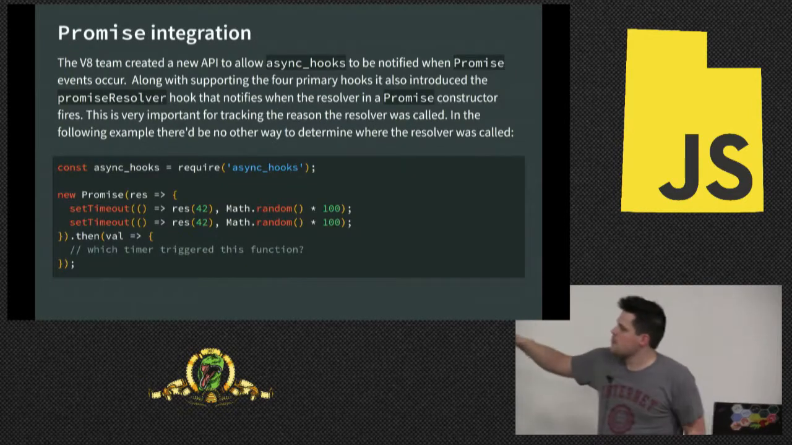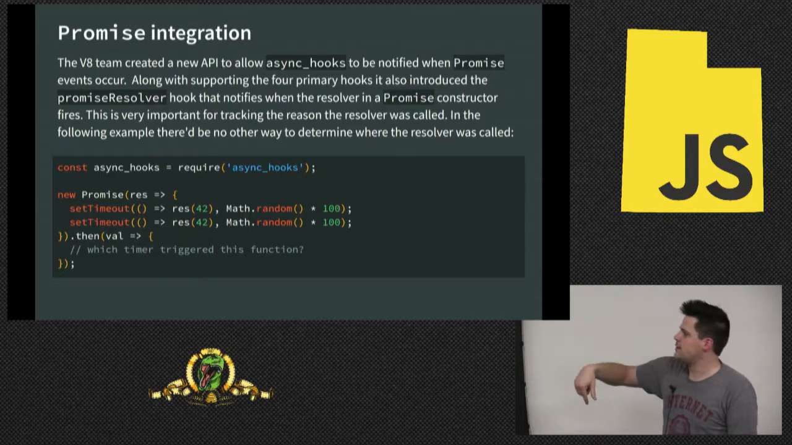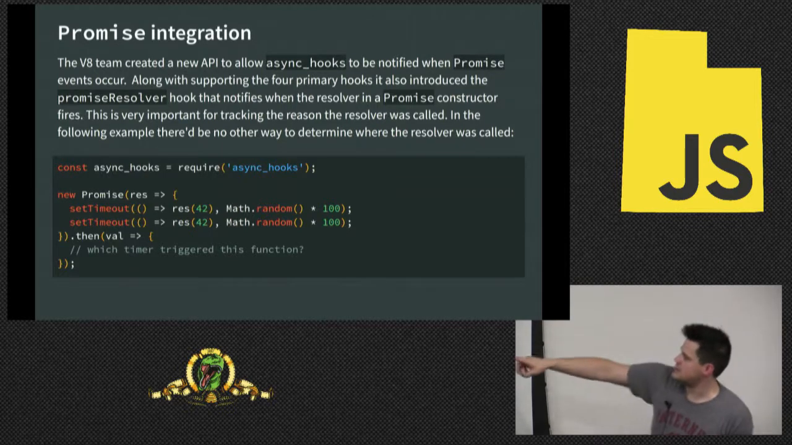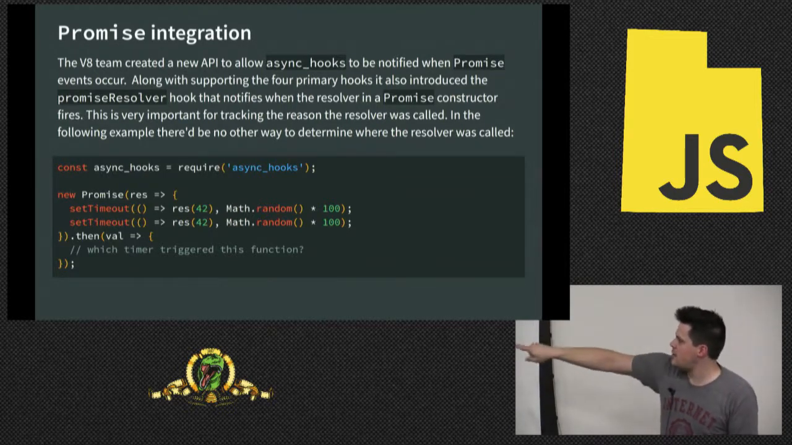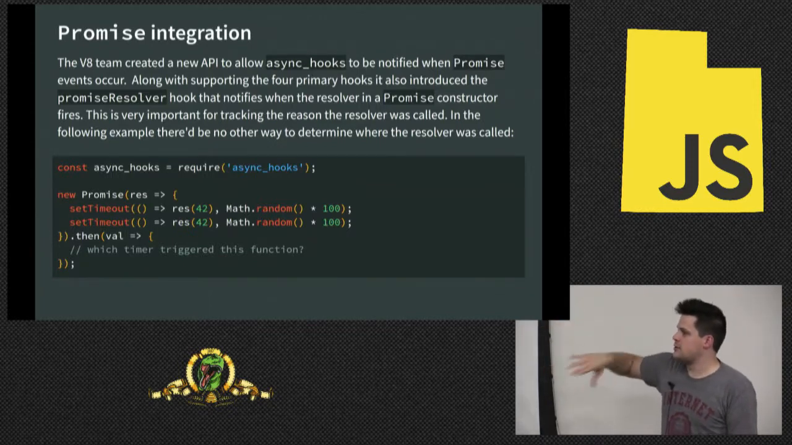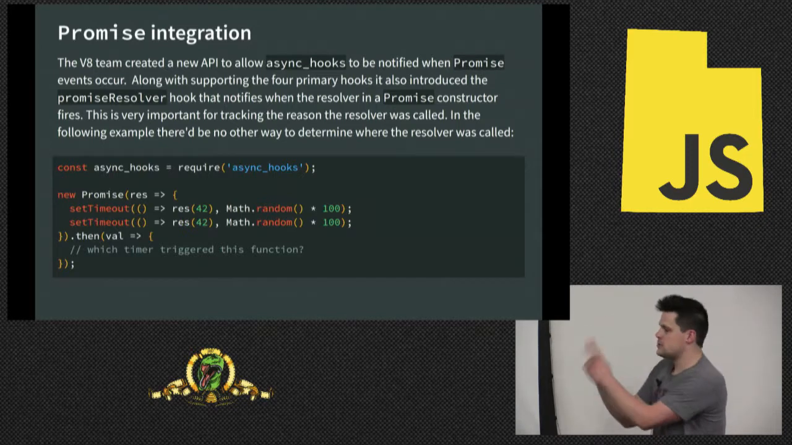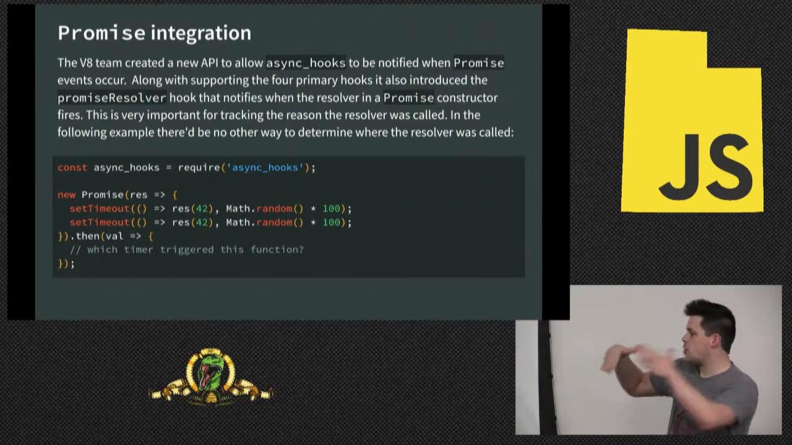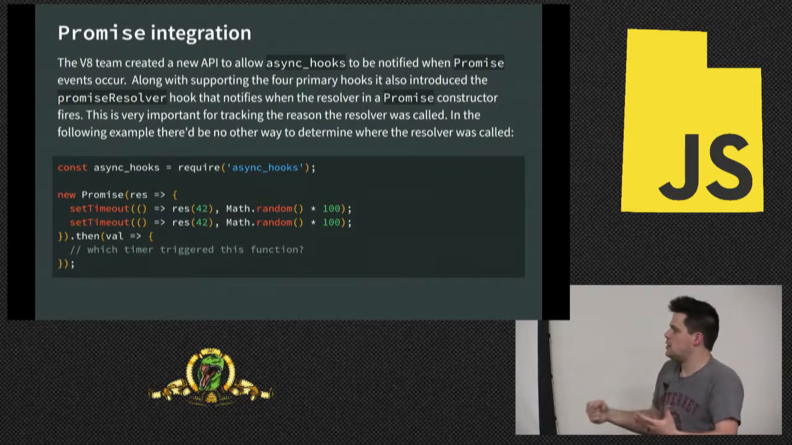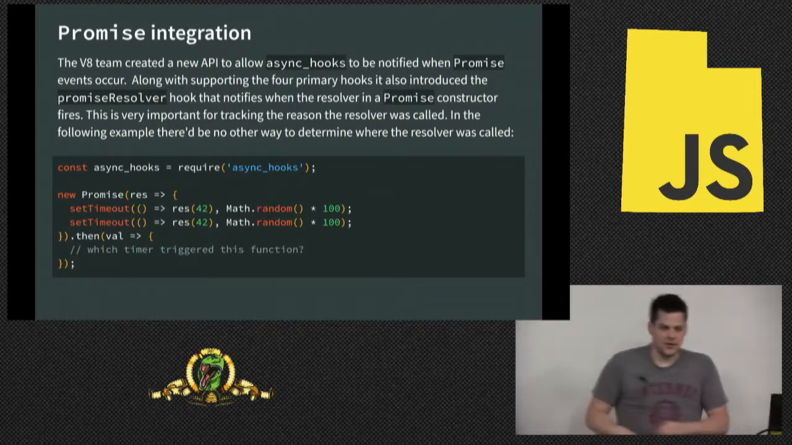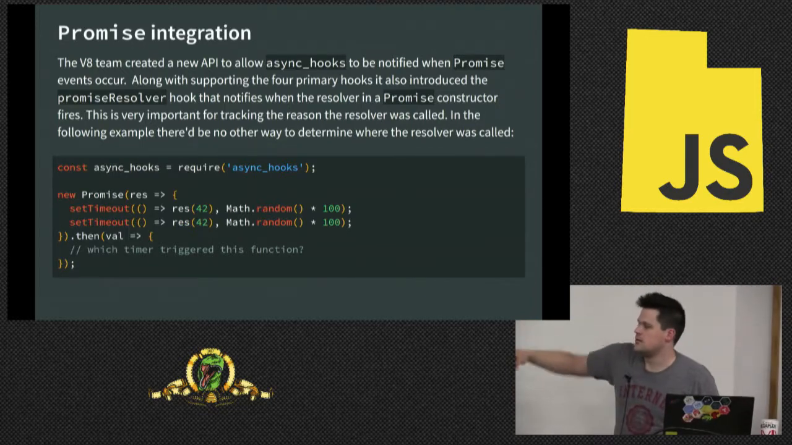So, promise integration. You have the normals, so a new promise would trigger init, and then the callback and the then would trigger the before and after. But the reason the promise resolver hook is important is that in this new promise constructor, you have those setTimeouts, and you don't know which one will call the resolve. The init, before, after, and destroy hooks don't give you that information. The promise resolver will fire whenever that resolver callback is fired, so you can track the code path when the resolve is called, and that has made it so much more useful. I personally don't like promises, but this is an amazing feature that will be added soon, and it will be put into V8, version 8.